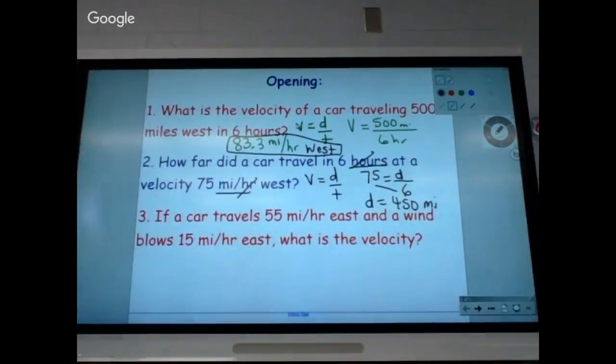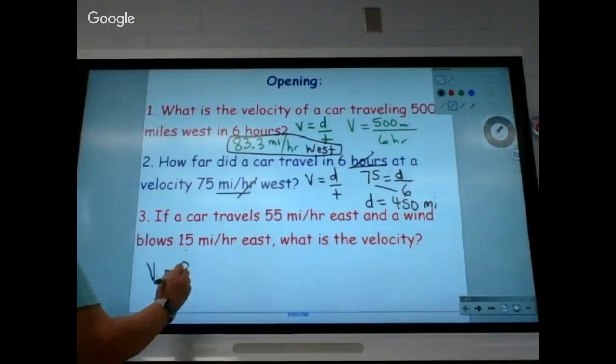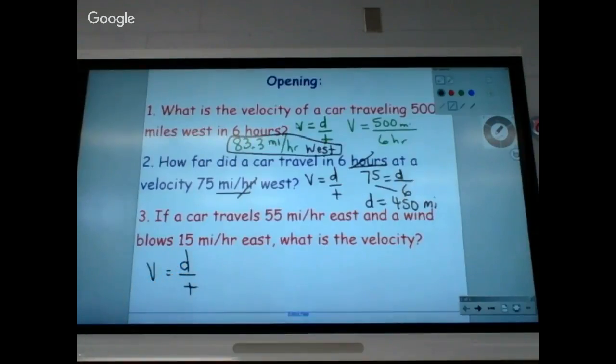All right, last one. Now, if a car travels 55 miles per hour east and a wind blows 15 miles per hour east, what is the velocity? Now, I'm asking for velocity, right? Now, the problem we have here is people look at this and go, it's almost velocity, distance over time. Did I give you a distance or a time? No. So how are we going to find velocity if I don't give you a distance and a time?